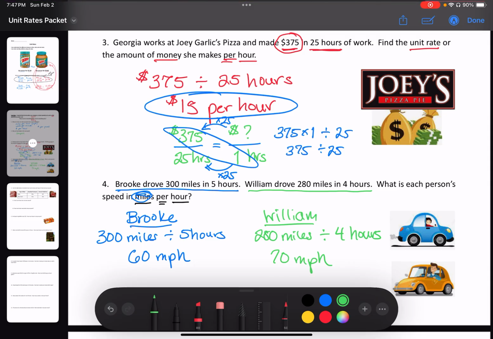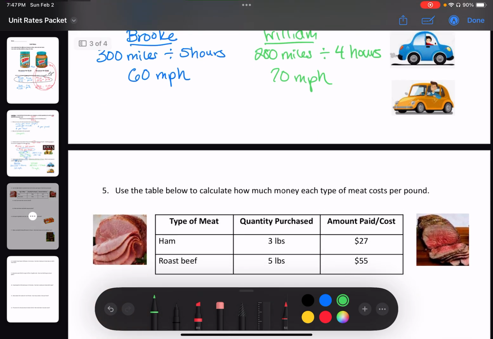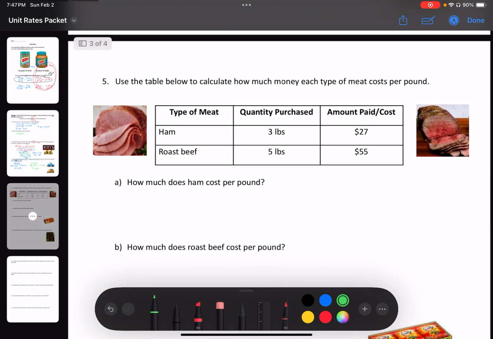I'd like you to continue working on these problems using unit rates. Again, please pay attention to the order of the words. For example, in number 5, it says cost per pound. That should help you determine that you should be doing the money divided by the pounds to help you figure out how much the different meats will cost per pound.